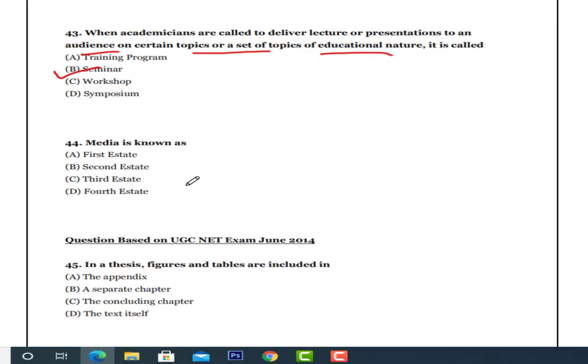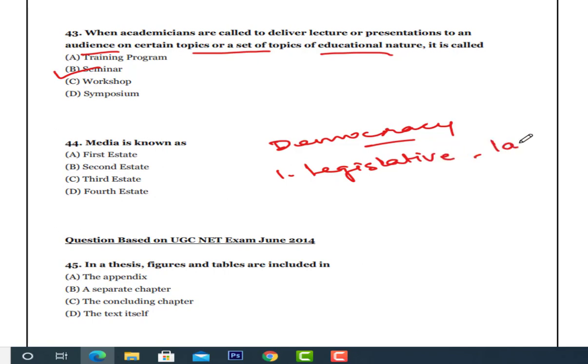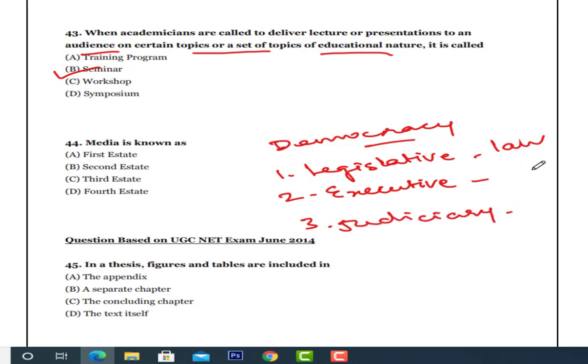There are 4 estates in a democracy. In the democracy of India, there are 4. The first one is legislative. Legislative is nothing but law. The next one is executive, and then judiciary. Executive enforces the law. This is the law we have to follow.